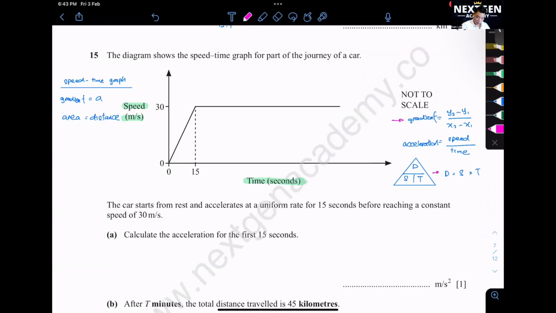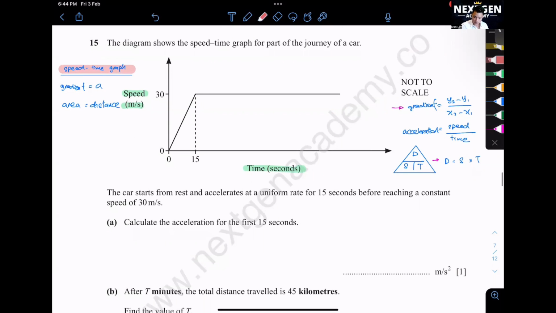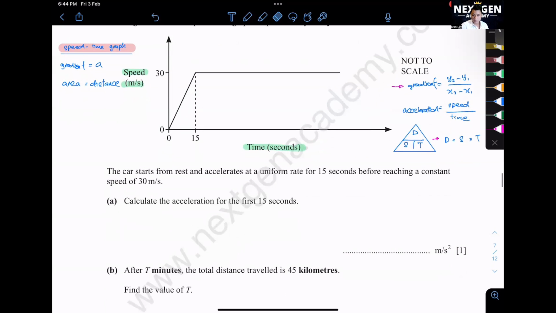Every time you do this, I want you to write this down first. Don't go and do the question first, because most likely they will ask you to calculate your acceleration or your distance. Number one, calculate the acceleration for the first 15 seconds. So we know that acceleration is your gradient. Need to revise? Don't worry. That's why you have to learn to identify. We still have 12 more weeks. I will help you catch up.